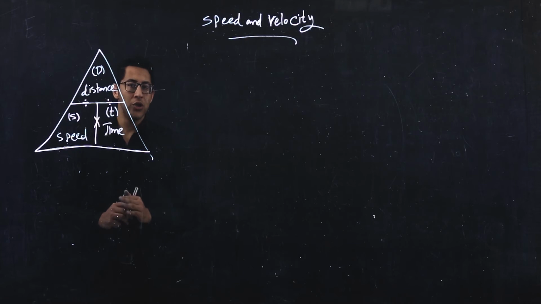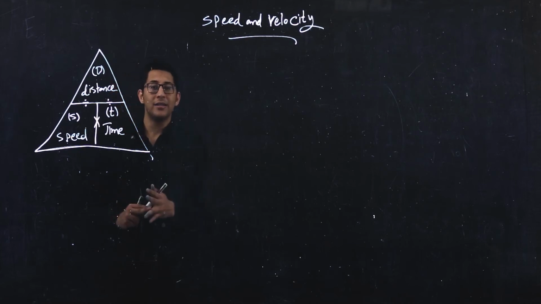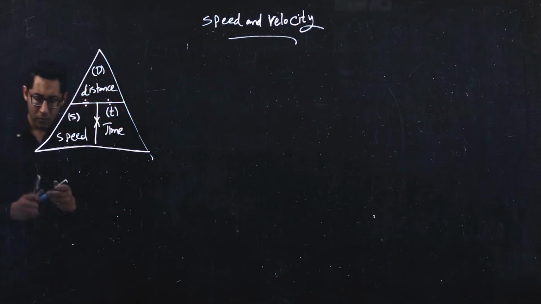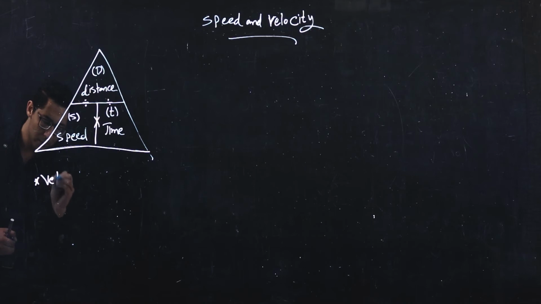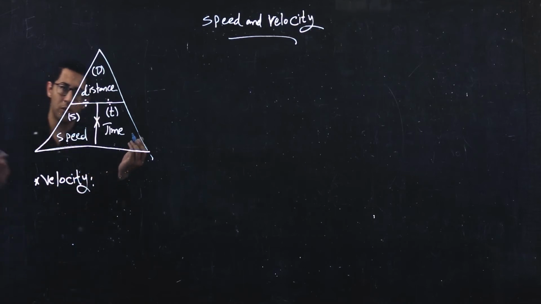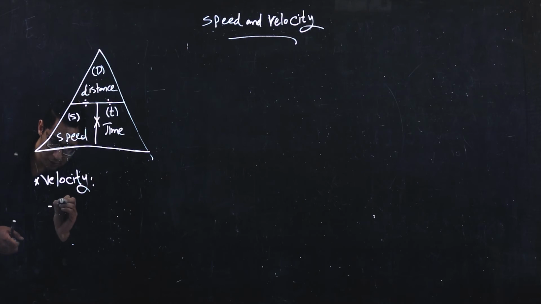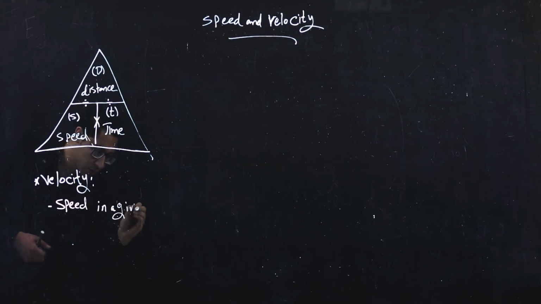Okay? Now we understand speed. We understand the equation of speed. We talked about the average and instantaneous speed. Let's talk about velocity. What is velocity, my friends? Velocity is speed. So, first of all, what is the difference? Velocity is the speed of an object in a given direction.